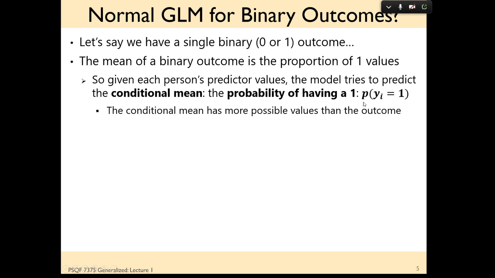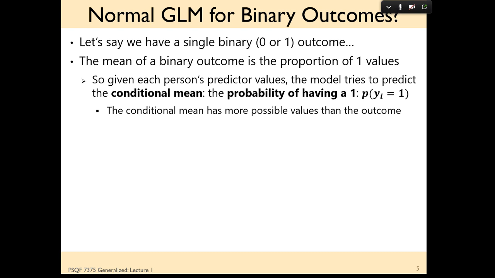So let's see how this plays out for one type of outcome, binary. What I'm talking about now, other people would call logistic regression. That's what this is called. So if I have a binary outcome, what I'm trying to predict for each person is the probability of a 1. That's my conditional mean.